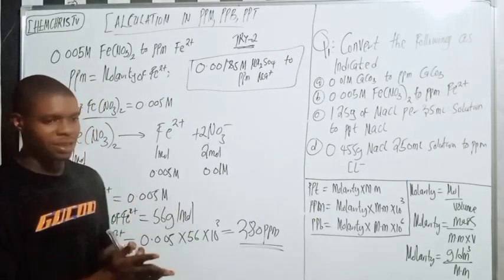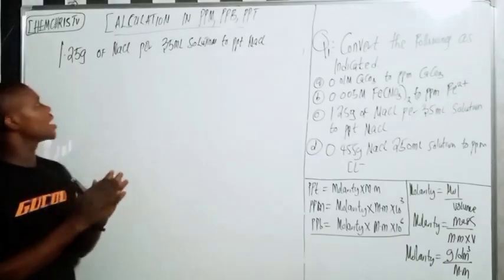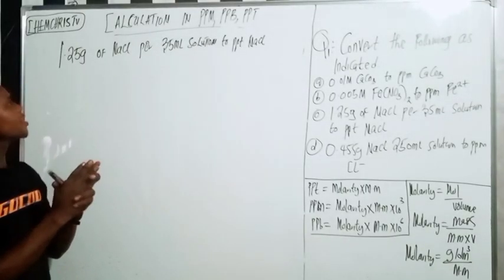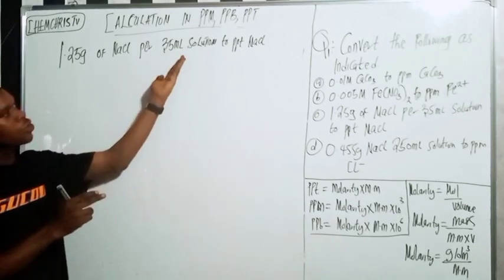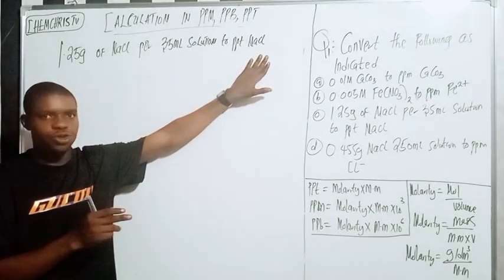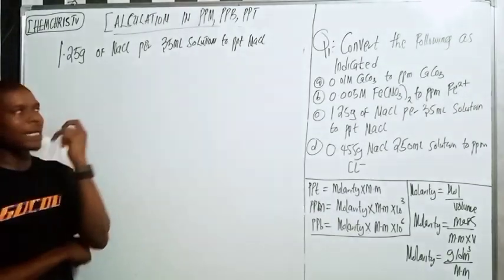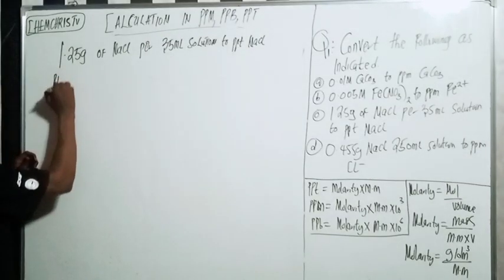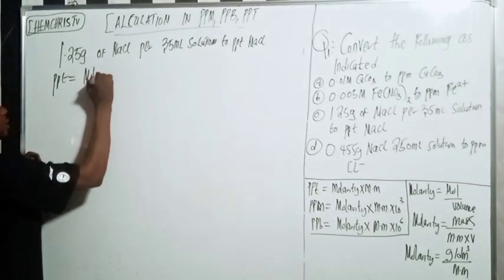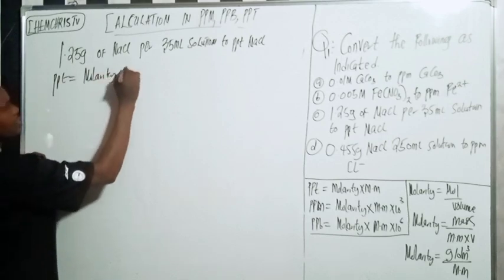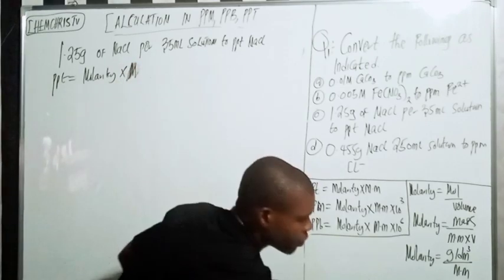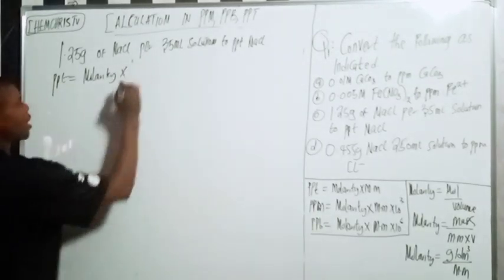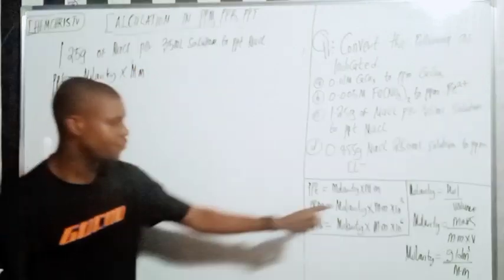So let me move to the next question. Now let's look at this question: express 1.25 gram of NaCl per 35 milliliter solution to PPT of sodium chloride. Do you understand? When I talk about PPT, the formula I gave is the molarity of the solution times the molar mass, right? So that is the formula I give to you.